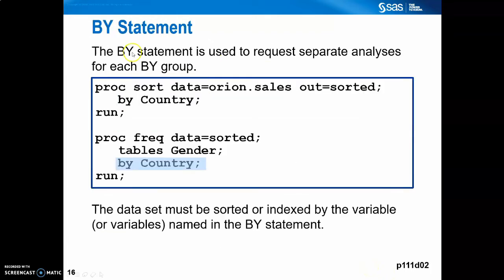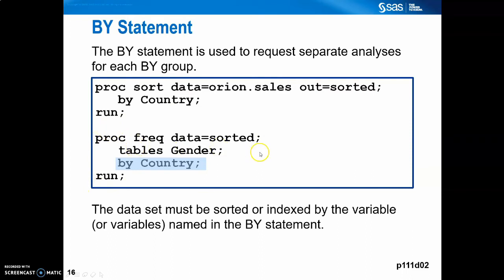Okay, the next method to produce tables in PROC FREQ is by using the BY statement. The BY statement is used to request a separate analysis for each BY group. You have to remember that the data set must be sorted or indexed by the variable or variables named in the BY statement. So this is an example of the command that involves a BY statement.